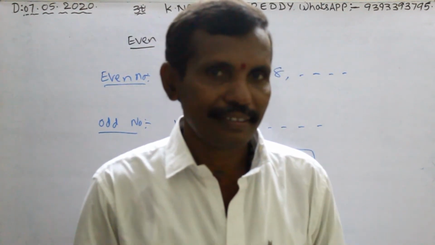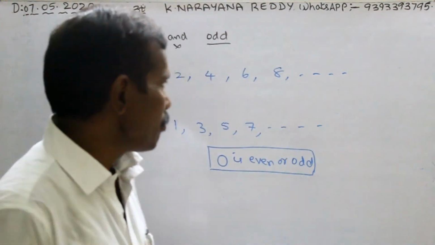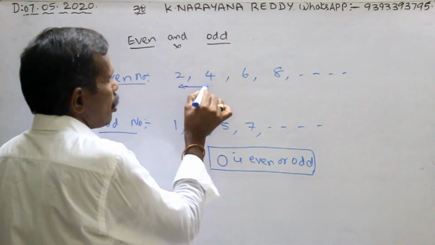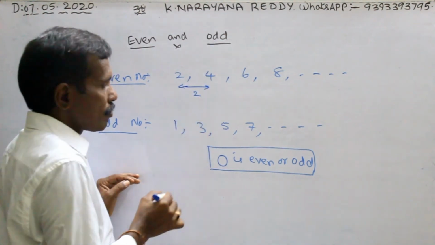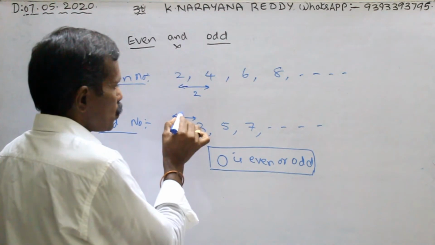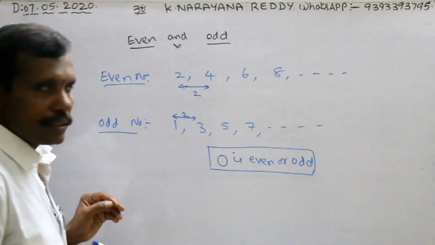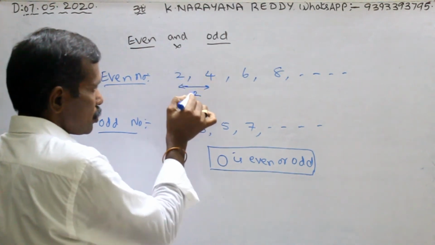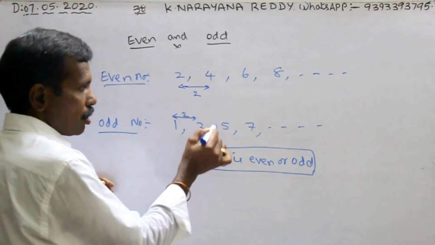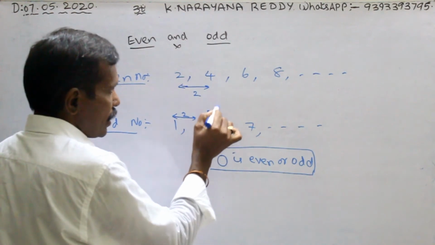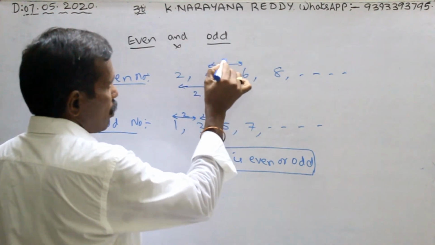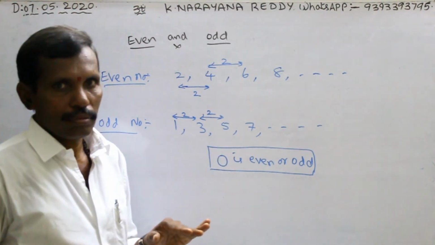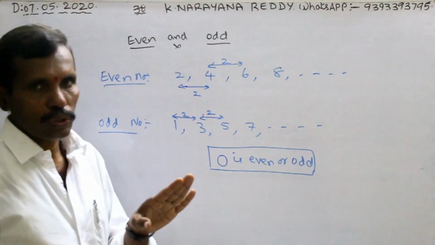What is the condition? See here, the main important point is that the difference between two even numbers is 2. The difference between two odd numbers is 2. 4 minus 2 is 2. 3 minus 1 is 2. In the same manner, 5 minus 3 is 2, and 6 minus 4 is 2. The difference between two consecutive odd numbers or even numbers is 2.